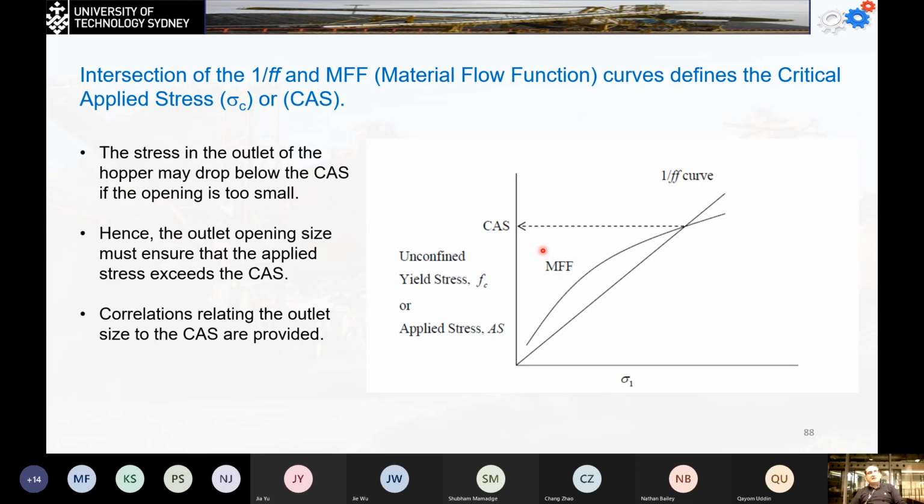So the stress in the outlet of the hopper may drop below the CAS value if the opening is too small. Hence, the outlet opening size must be ensured so that the applied stress exceeds the critical value. Something like, that's the critical stress. If I just push it, the material starts to flow. If I'm below it, the material is still static. So the correlation relates the outlet size to the CAS: higher CAS value, larger diameter of the system.